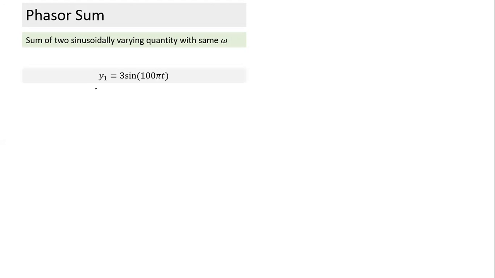This quantity could be voltage, it could be current, and it is given like this, and the other quantity is given like this. First of all, can we find the sum? The first thing we check is that both have the same value of omega. The resultant quantity also will vary as a sine function, and that omega will also be the same.